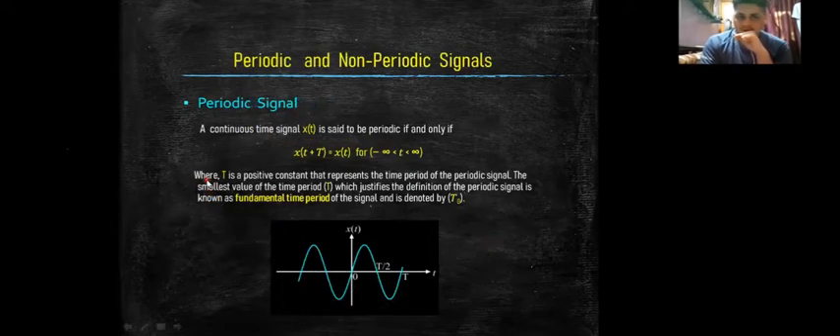Here, capital T is the positive constant that represents the time period of the periodic signal. Basically, capital T is the period after which the signal repeats itself, hence the name periodic signal. As we can see in this graph, from 0 to T, it's like a sinusoidal wave, which is repeating itself with the time period of 0 to T. Hence, this is a periodic signal.